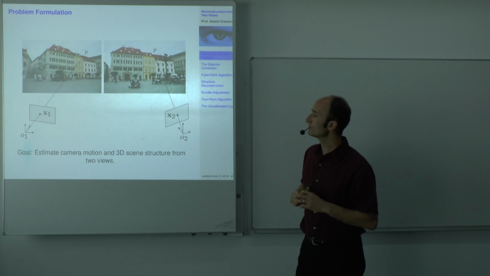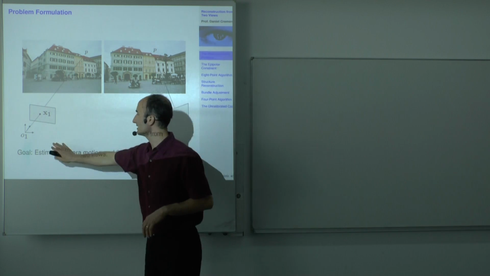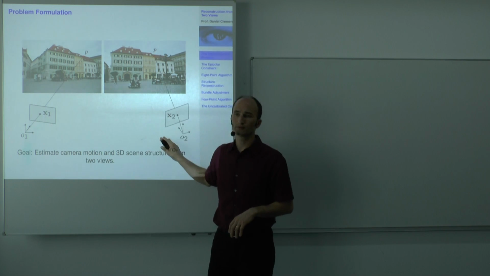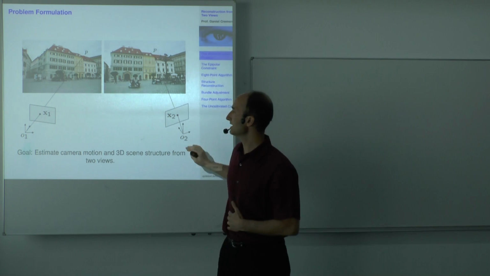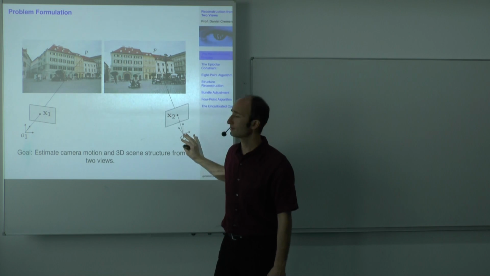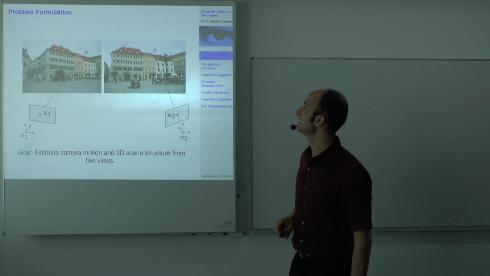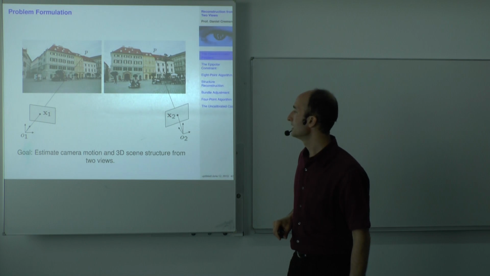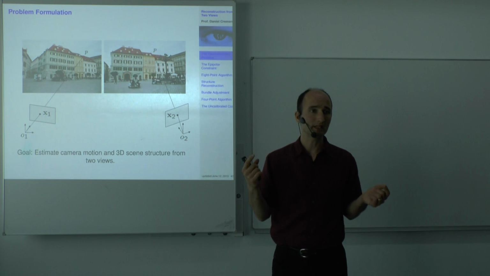And so there are two challenges that we try to resolve. One challenge is to estimate how the camera moved from one image to the next. That is the rotation and the translation that gets us from the first coordinate frame to the second coordinate frame. And the second thing we want to estimate is the 3D structure, that means the location of the points in 3D.